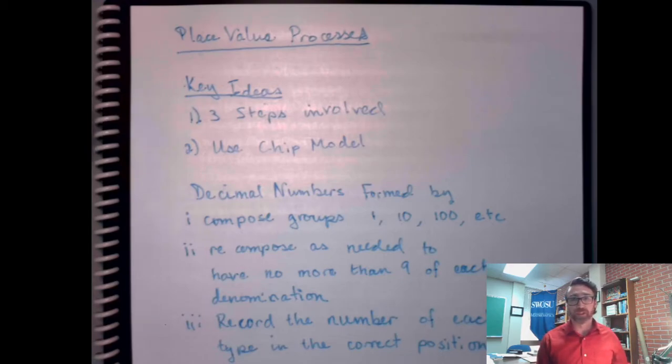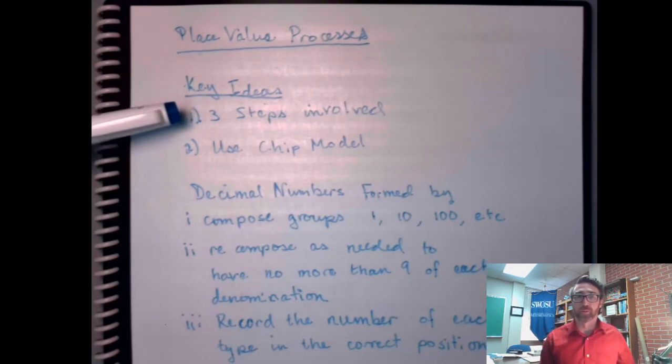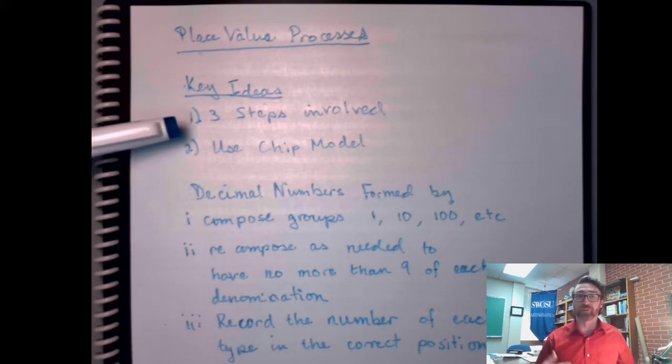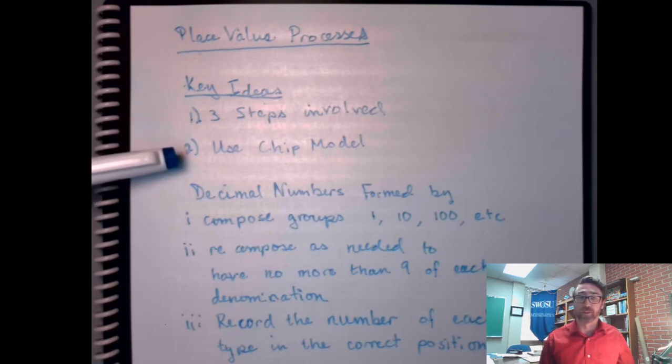So the key ideas for this video are right here. I need you to understand the 3 steps involved in dealing with decimal numbers. And we should also be able to use the chip model. It's a valuable representation of decimal numbers that can be pretty easily used to introduce the concepts of addition and some other things as well. So let me get myself out of the way and we'll go ahead and look a little bit more at that.